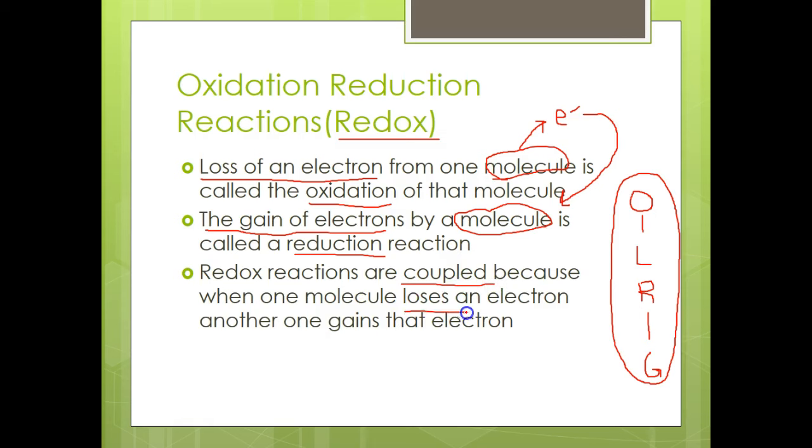When one molecule loses an electron, that electron doesn't just stay in space. That electron has to be picked up by another molecule. And so when one molecule picks up an electron, that electron had to be pulled off of another molecule. And so we have this coupling of an oxidation and a reduction that happens together. And so that's again why we put those terms together to produce this overall reaction called redox.